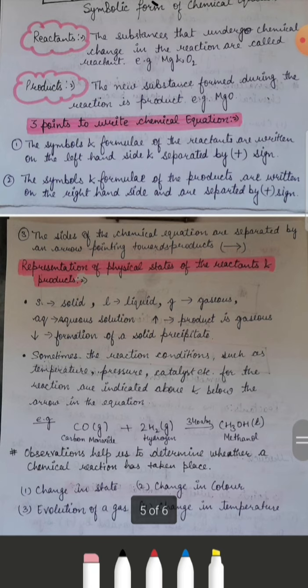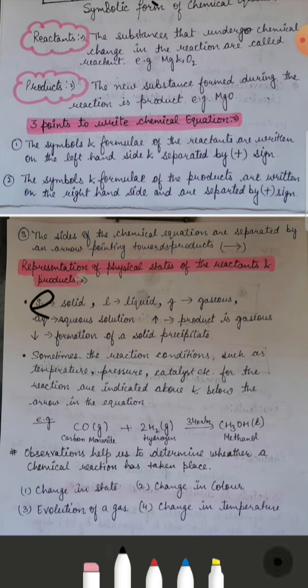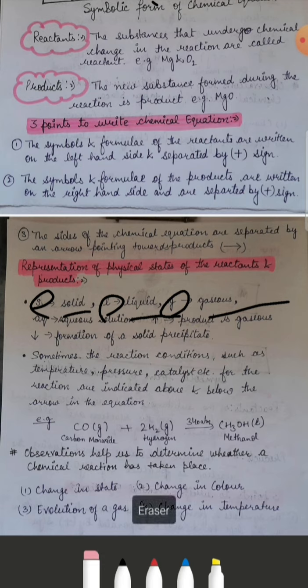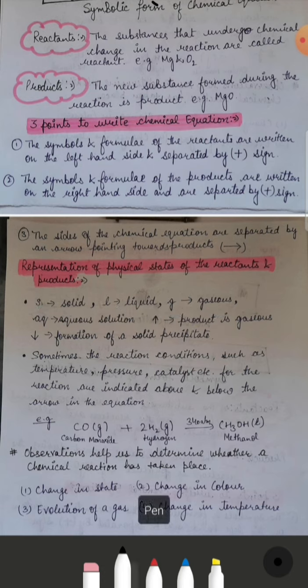Now we can also represent the physical states of the reactants and products. How? Number 1 is S. If S is written somewhere, it means it is a solid. If L is written, it is a liquid, and if G is written, it is a gaseous state. Another one is the aqueous state. For the aqueous state we have the symbol AQ.